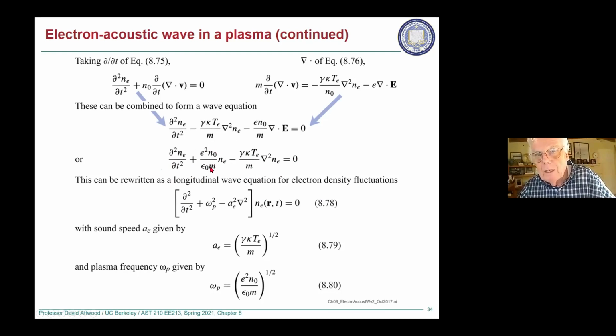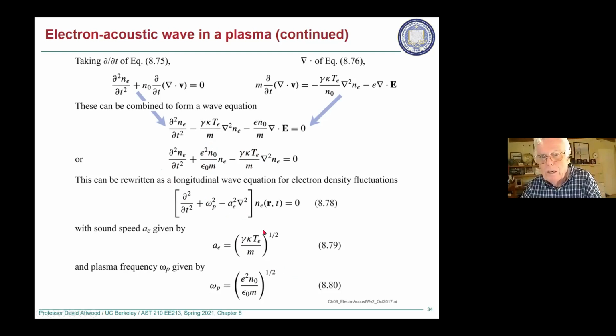And this term here is the plasma frequency, e squared n, the background electron density, over epsilon 0. That's omega p squared. And these terms here are a measure of an electron sound speed, which depends on the electron temperature and the electron mass. So these things are identified.